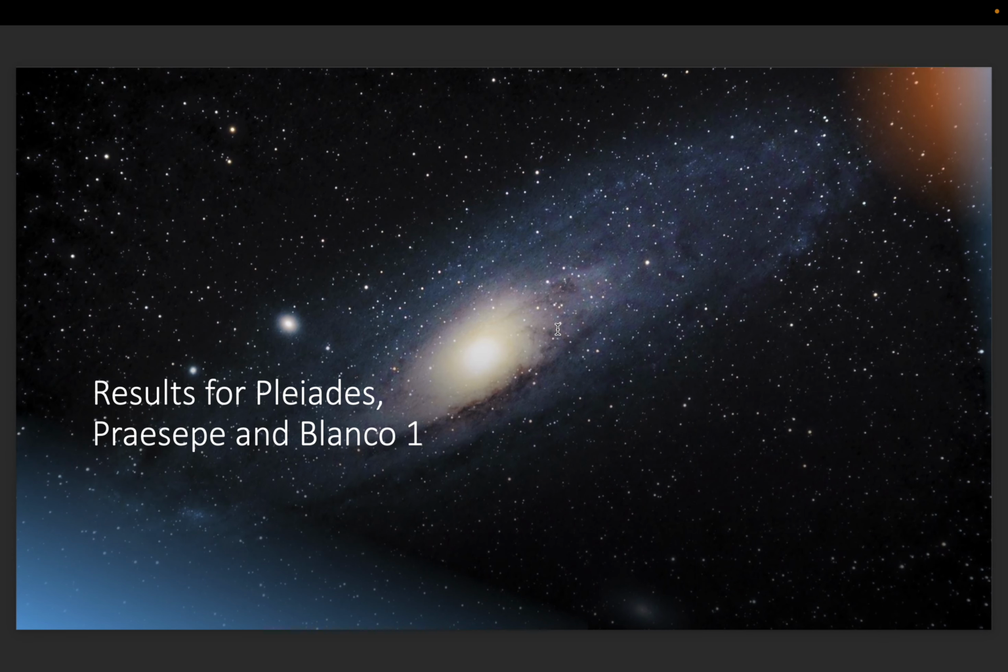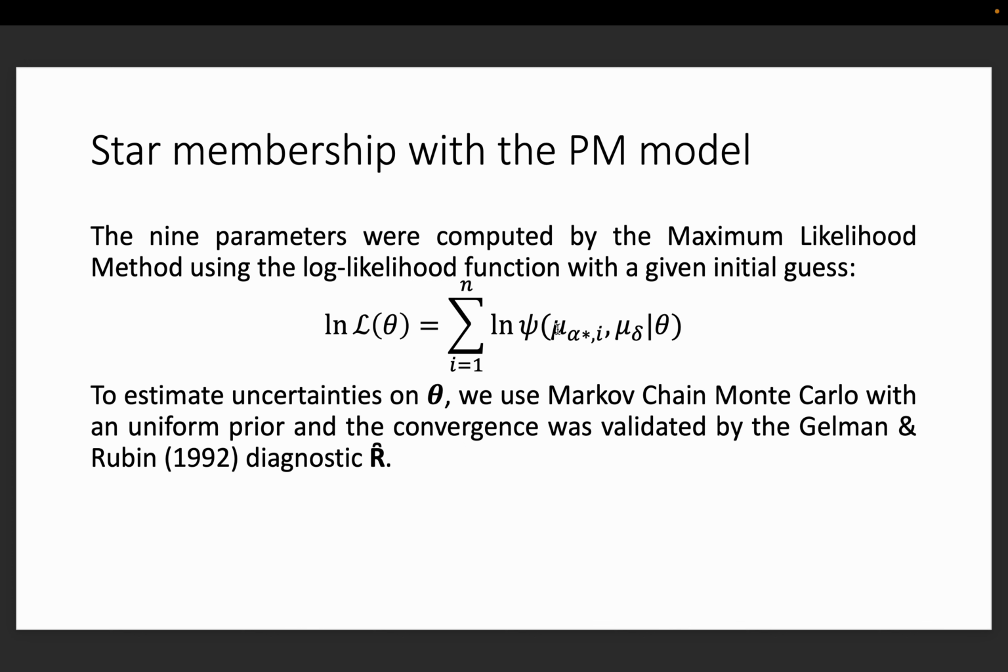So, results for the Pleiades, Praesepe, and Blanco 1. First of all, for the star membership with the proper motion, in order to estimate the parameters of the proper motion model, we use maximum likelihood estimation using the likelihood function, and to estimate uncertainties on the parameters, we use Markov chain Monte Carlo, validated by the Gelman-Rubin statistic.